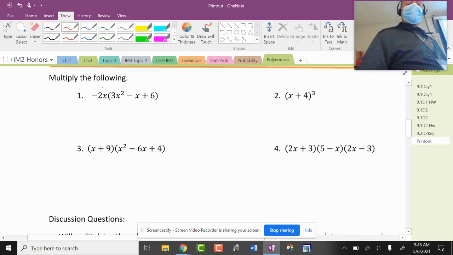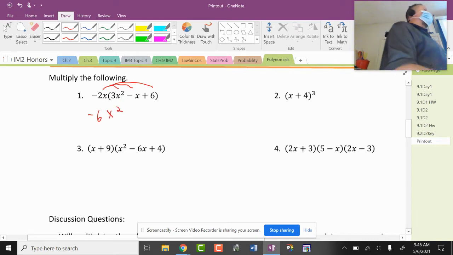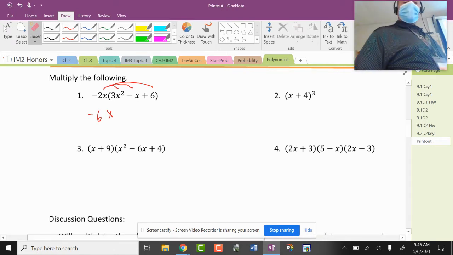What's the word for this? Starts with a D. Distribute. Negative 2 times negative 3 is negative 6. Please don't add. I get people writing negative 5 for that all the time. It drives me crazy. That's wrong. X squared times x is x cubed. And then minus minus is plus 2x squared. And then negative 2x times 6 is negative 12x.